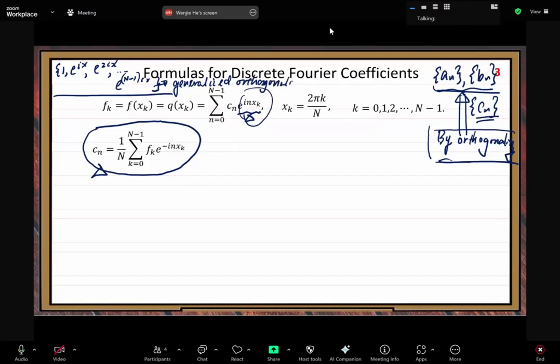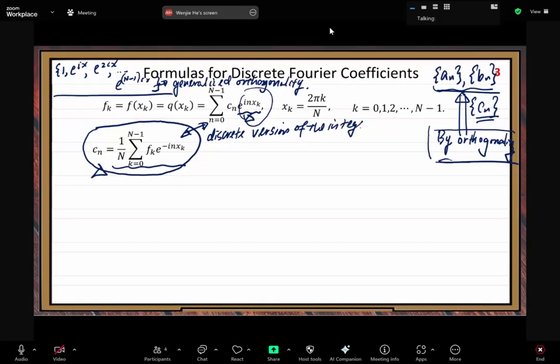Orthogonality. Similar. So now the integral and the summation, that 1/n times that summation. This operation, because we know summation, is a discrete version of the integral.